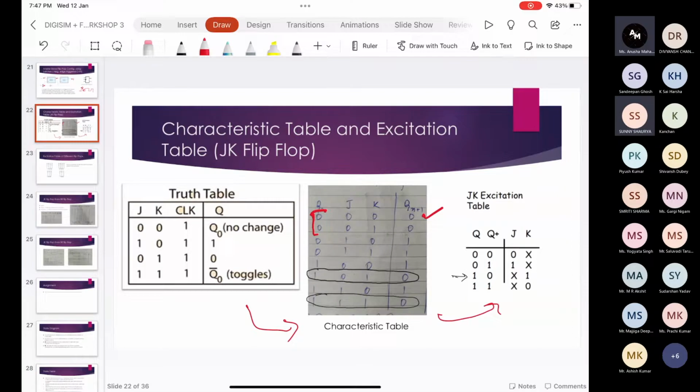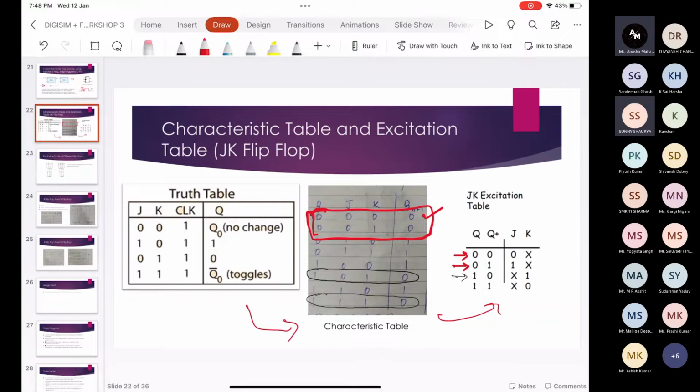For the excitation table, we have the variables present state and next state, and we try to find the inputs of the flip-flop. The excitation table can be filled with the help of the characteristic table. Let's see, when the present state is 0 and the next state is 0, we see in this region that J is 0 and K can be either 0 or 1. That's why here J is 0 and K is don't care.